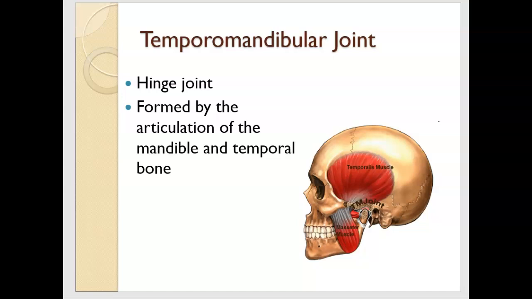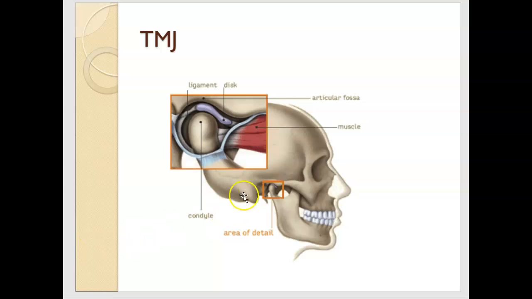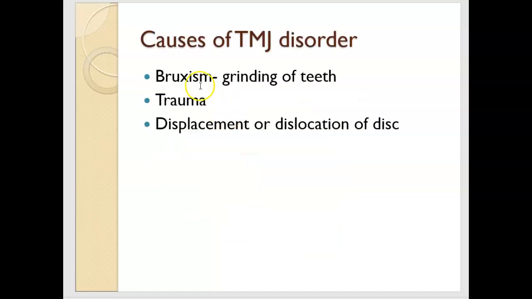The temporomandibular joint is a hinge joint. It's formed by the articulation of the mandibular bone and the temporal bone. And then they come together at the TMJ, temporomandibular joint.